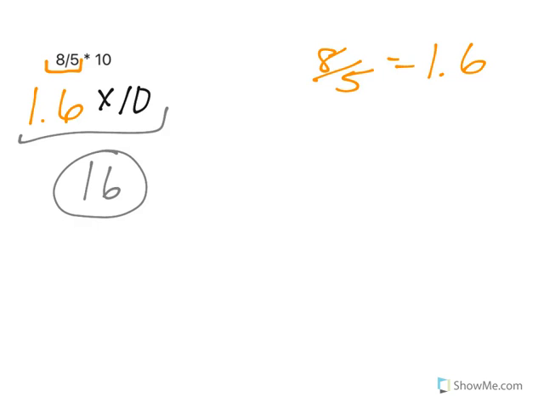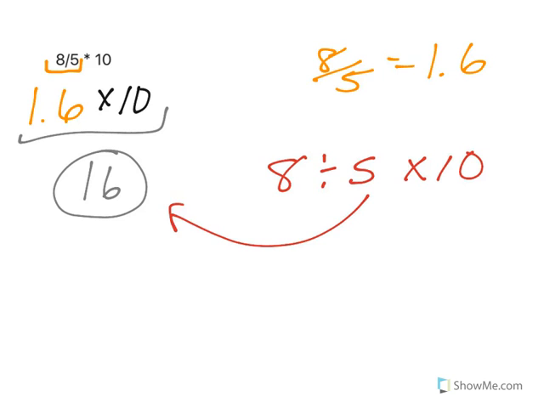Now, because multiplication and division are essentially the same thing, you could type this into your calculator at one time, doing 8 divided by 5 times 10, and you would get the same thing. Depending on your calculator, some calculators will do order of operations for you if you type it in correctly, but knowing the steps is also very helpful.